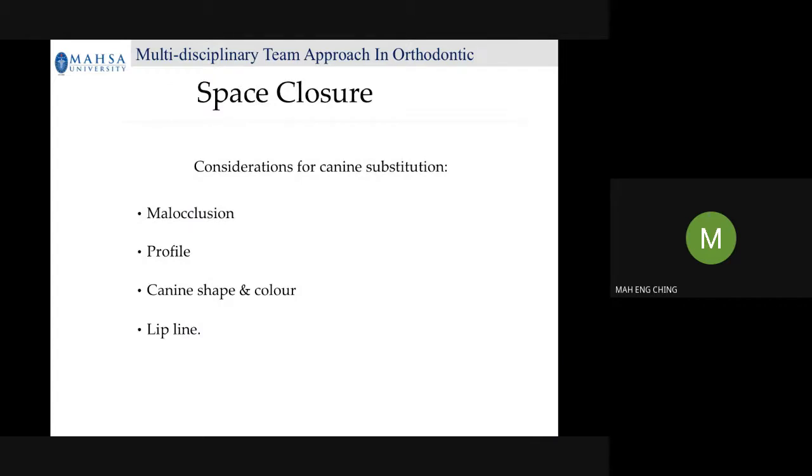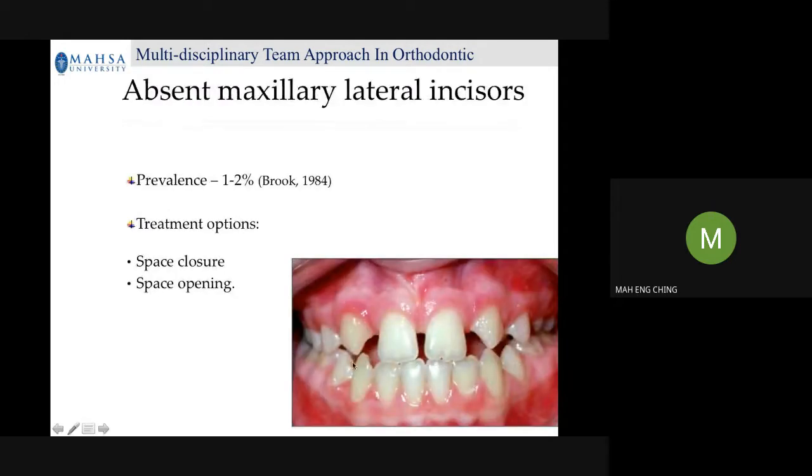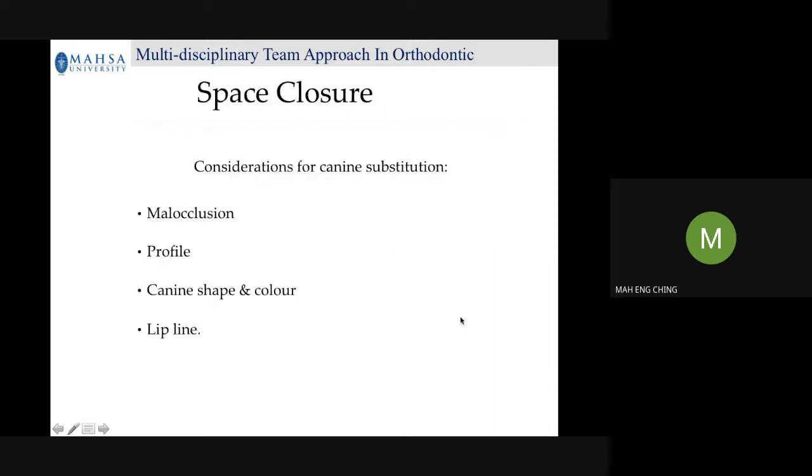Before you decide whether to close the gap or not, remember that if you close the gap, you're bringing the canine into the lateral incisor position. So you're using the canine to substitute the lateral incisor. You have to consider the malocclusion, whether it is class 3, class 1, or class 2. If it's class 2, maybe you can close the gap and retract the incisor. But if it's class 3 and you retract the incisor, you become reverse overjet, which is not good. So you have to consider the malocclusion.